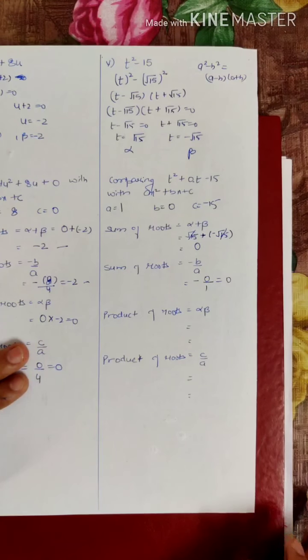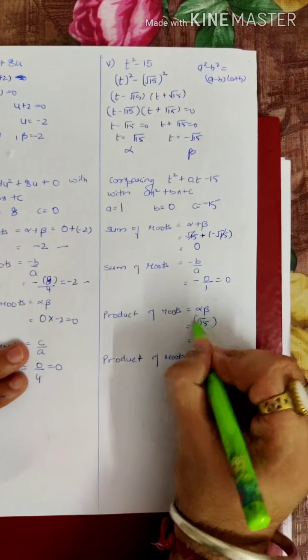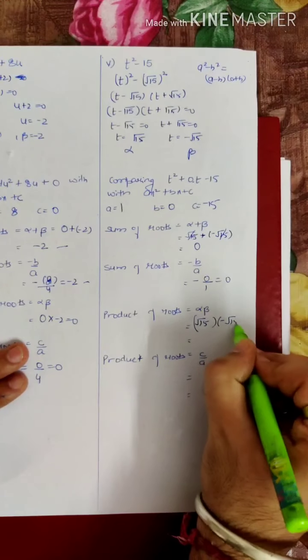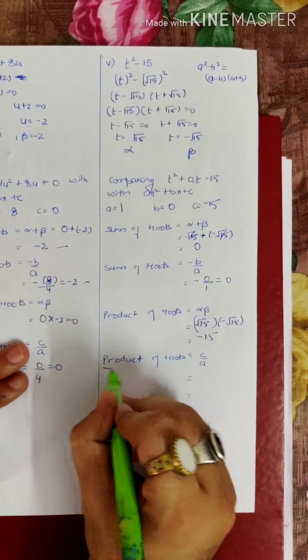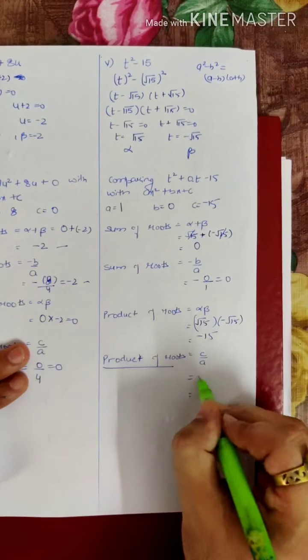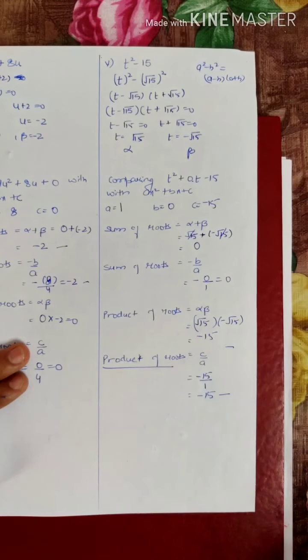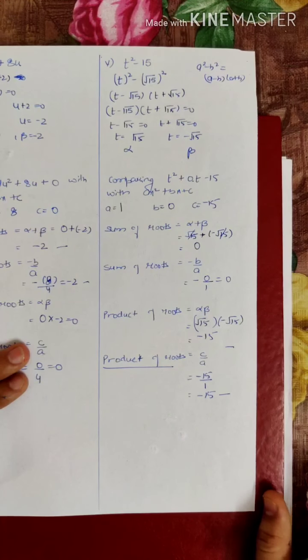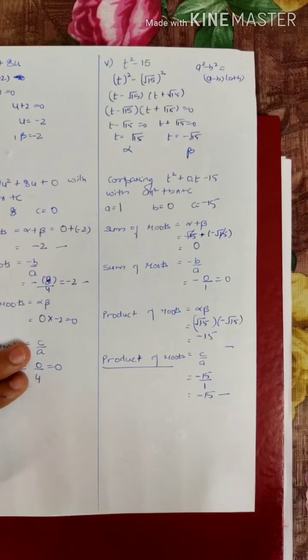Next we have to verify the product of the roots. The very first root alpha is root 15, and the second root beta is minus root 15. Multiplying them, the square roots cancel out, you'll get minus 15. We'll calculate the product of the roots with the help of the coefficients, that is c by a. Here c is minus 15 and a is 1, this will be minus 15. So the product of roots has also been verified. So this is how we can do such sums. In the next video we'll be forming the quadratic equation when we are given the sum and the product of the roots.